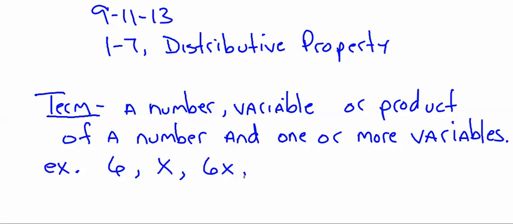What else, Sarah? Good. 6x squared. Dan? 6xy. AB. Isn't that a term? Okay. You get the idea?